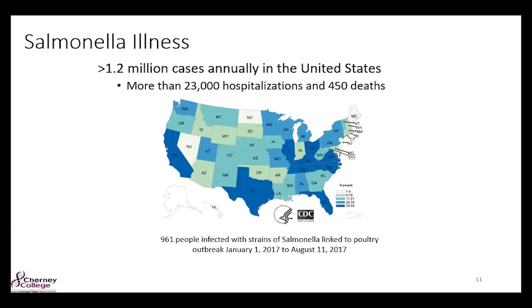So then I wanted to talk briefly about Salmonella illness. We've got greater than 1.2 million cases annually in the US, more than 23,000 hospitalizations and 450 deaths. I have this map of the US up here, and I just wanted to talk about how widespread just one outbreak can be. This was from a live poultry outbreak from back in 2017 that lasted all the way from January to August. And it definitely doesn't affect just one region. It doesn't affect just a couple people. It has the capability to affect the entire nation.